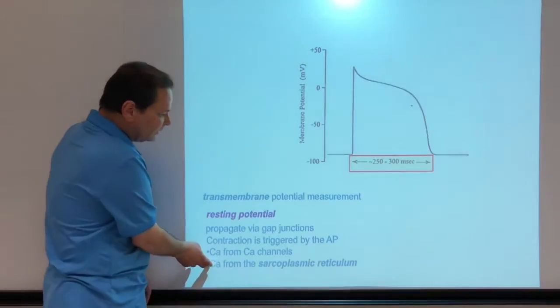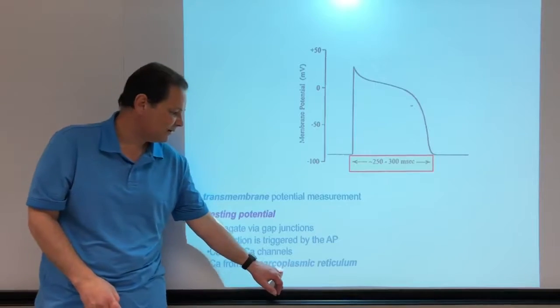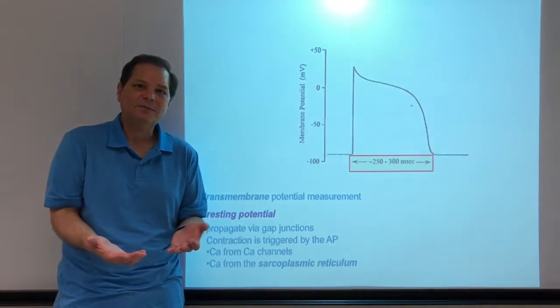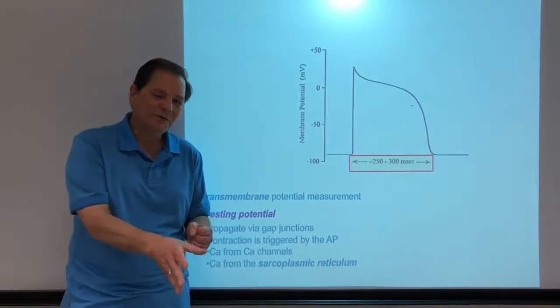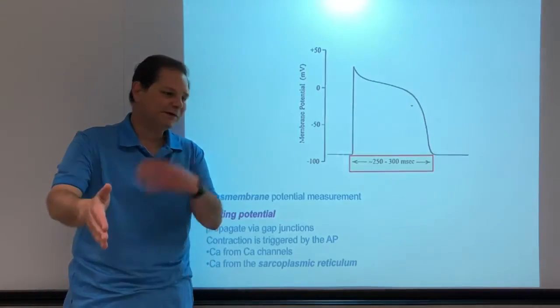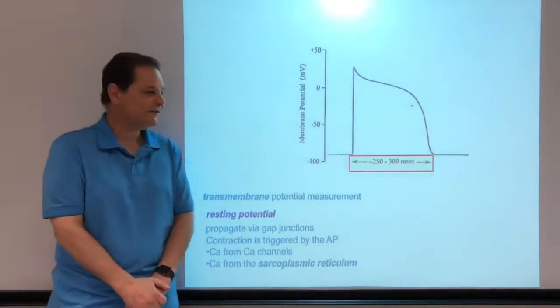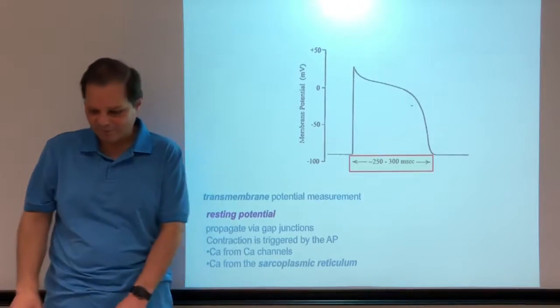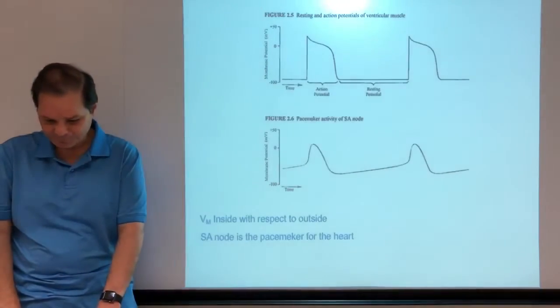Calcium is also released from an intracellular organelle called the sarcoplasmic reticulum. There's high calcium in the sarcoplasmic reticulum. There's a channel in the SR membrane that opens up. Calcium moves from high concentration in the SR to low concentration in the cytosol. The cytosolic calcium goes up, and that causes cardiac muscle to contract, okay?